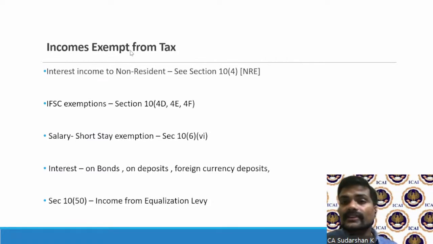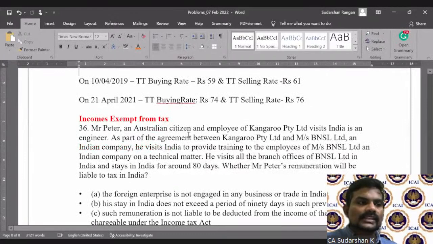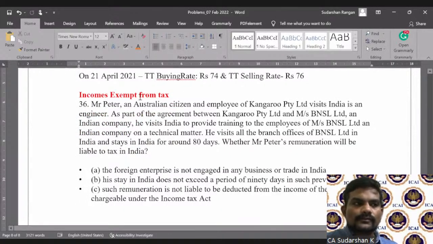Now, another very important exemption that you should be aware of is the short stay exemption, that is under Section 10 clause 6 subclause 6. Why is this very relevant? If you see question number 36, with a lot of foreign employees coming to India for short-term visits, this is called a short stay exemption. Now, what does it say? Let's take question number 36.